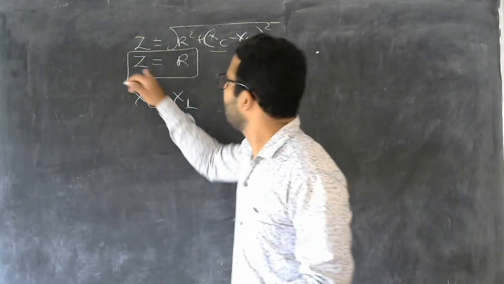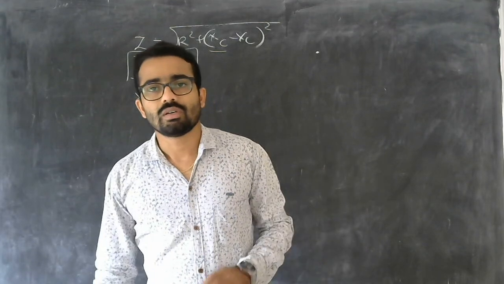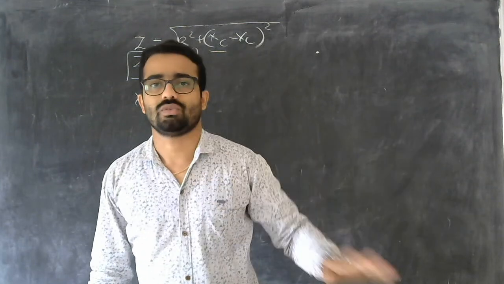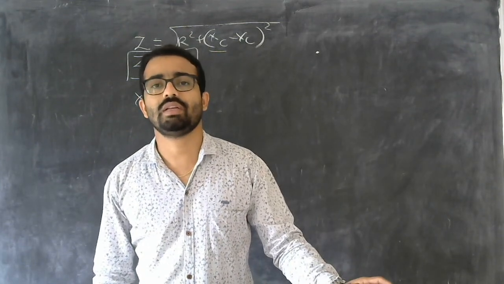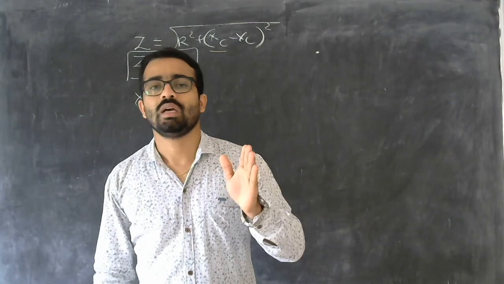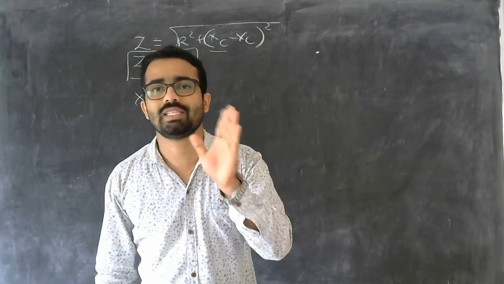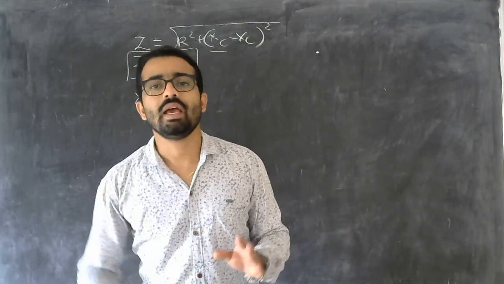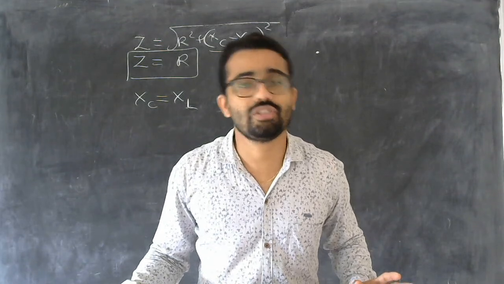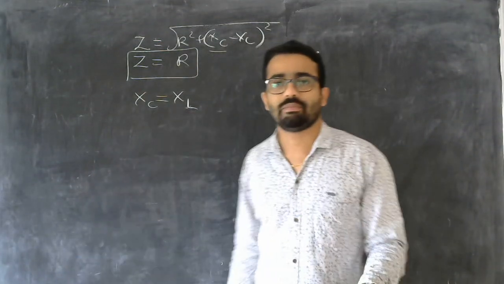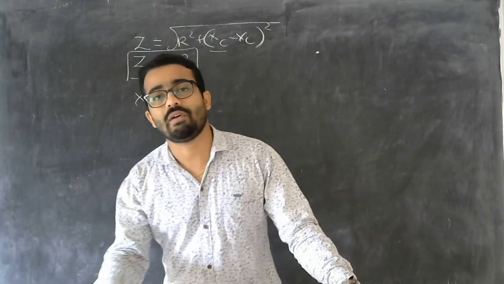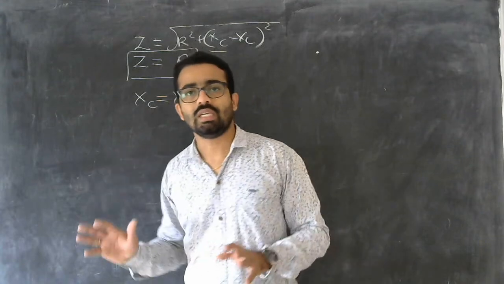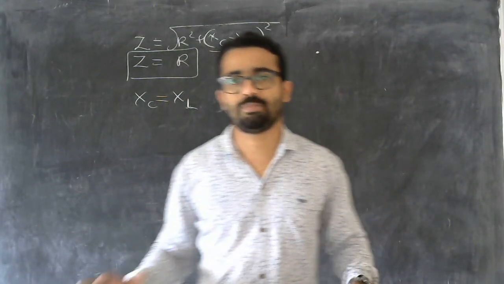So since Z is decreased to R, we can say the maximum current will flow through the circuit, so whatever phase difference between current and voltage exists in the series circuit becomes 0. There could not be any phase difference between the current and voltage when XC is equal to XL, because in that case a high amount of current will flow through the circuit. And this, I told you, is called resonance.